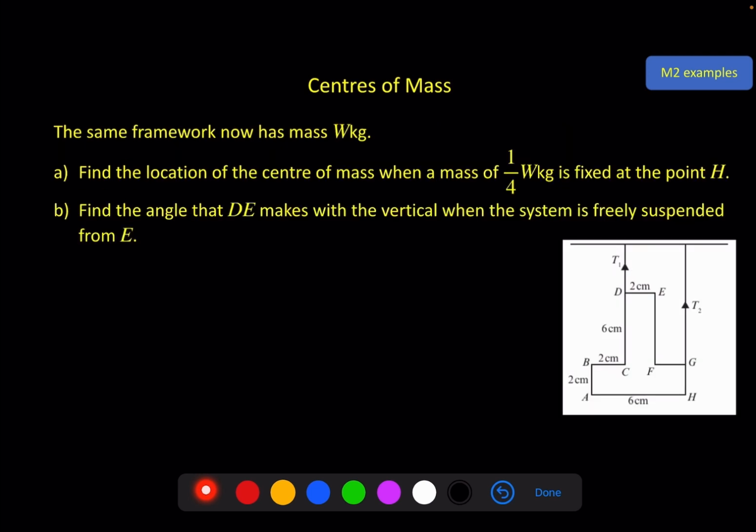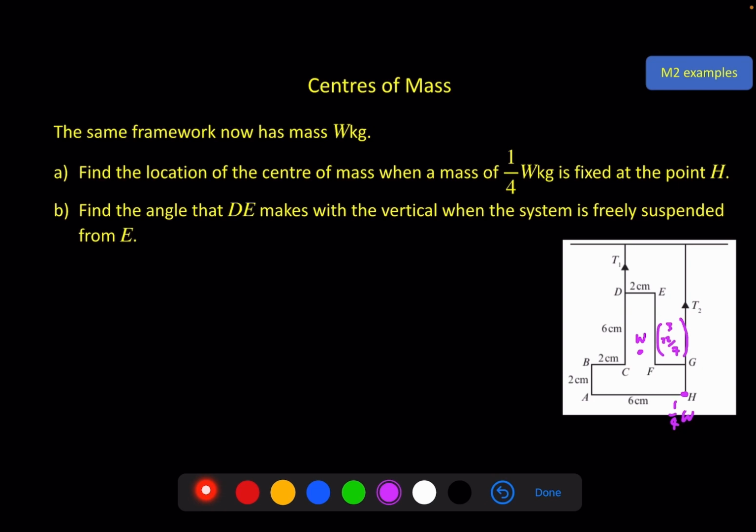Continuing this into the next example, the same framework now has a mass of W as opposed to a weight. Find the location of the center of mass when a mass of 1/4 W is fixed at the point H. If I put that on now, we've got 1/4 W here, and our center of mass before was here, and that represents the mass W. And we know the position of that from A is 3, 22 over 7.